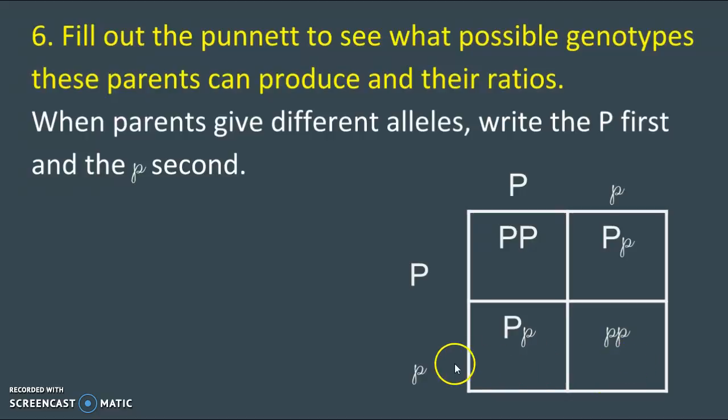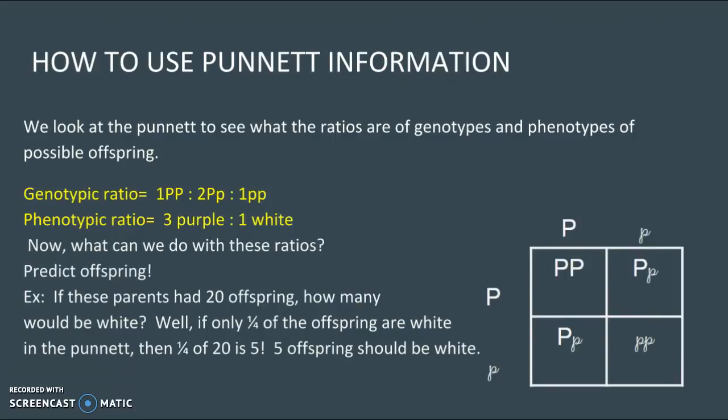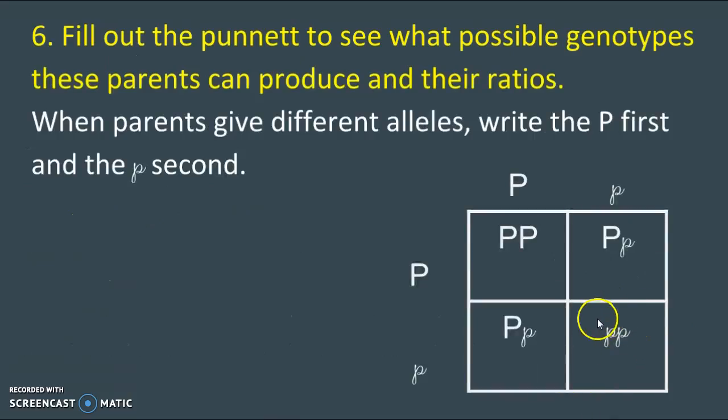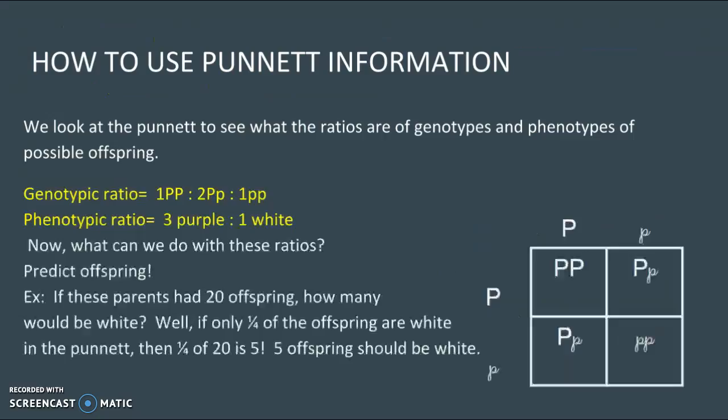And then finally, if this egg and this sperm mate, you will get little p, little p. So this is how to fill in the Punnett square, and this is what the outside of the Punnett square actually stands for. So we have made a Punnett square, and we know how to do that. How do we use it? Because that's really the most important part.